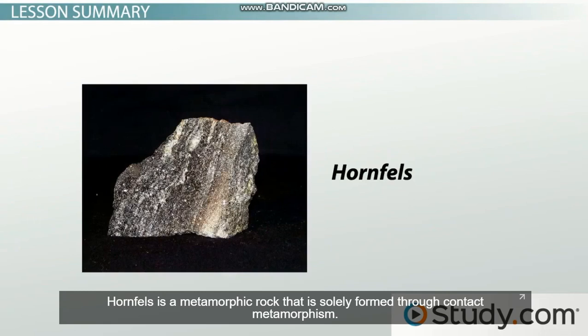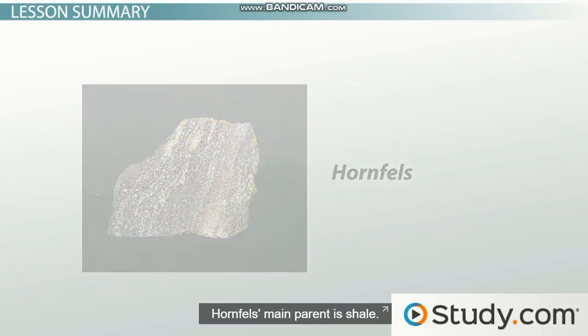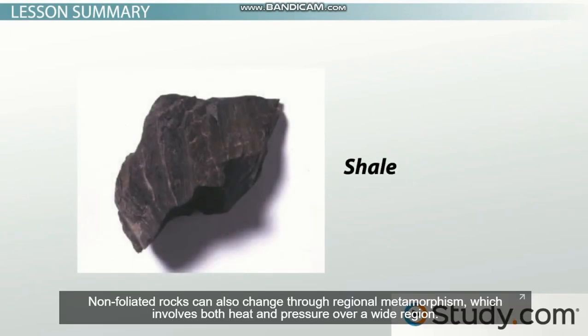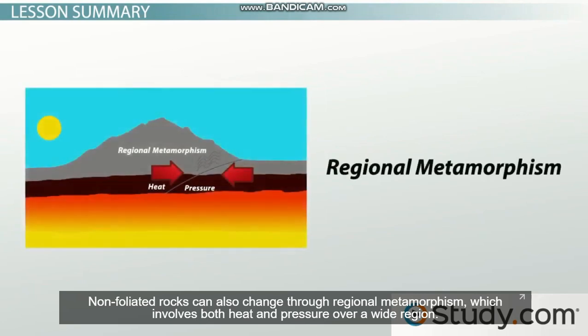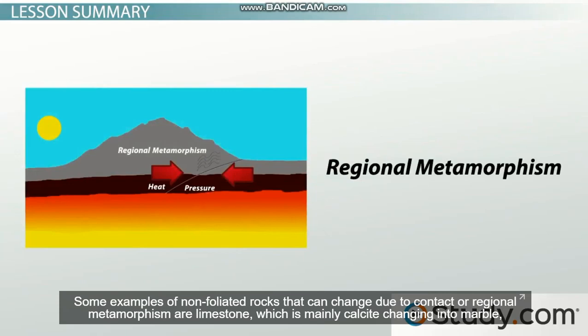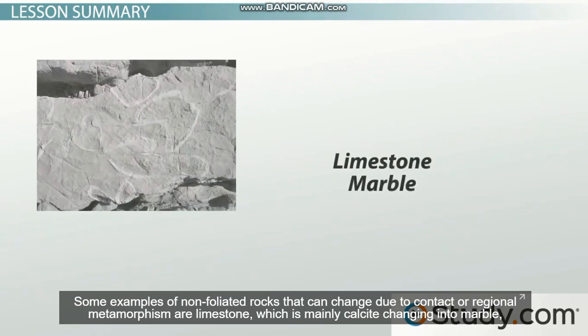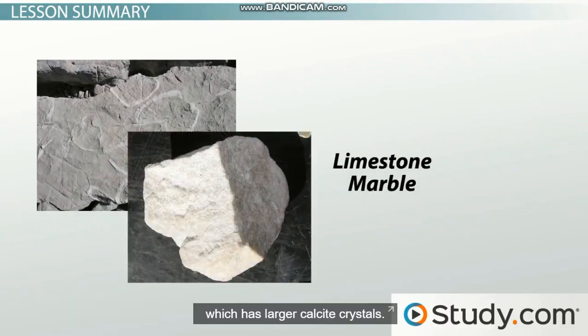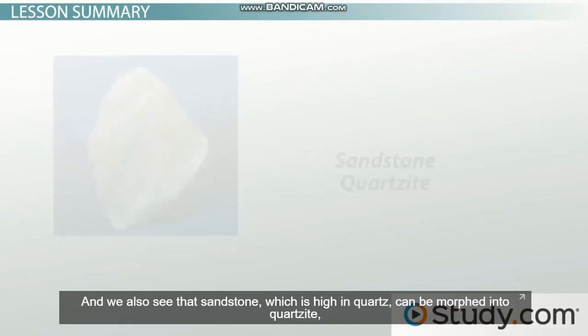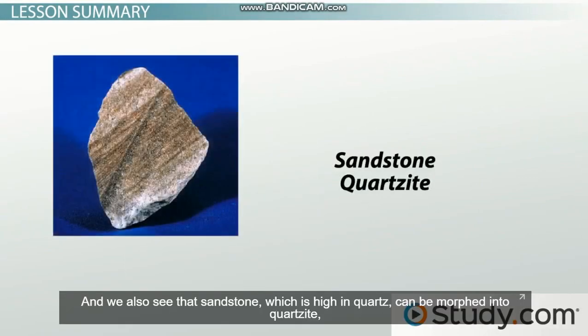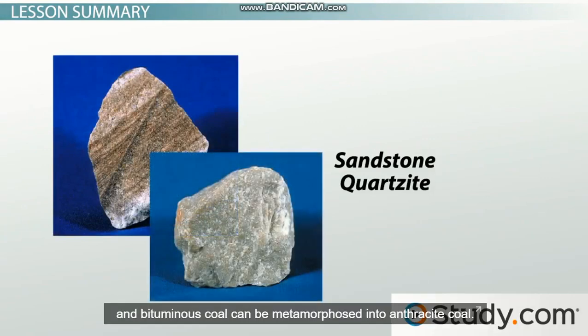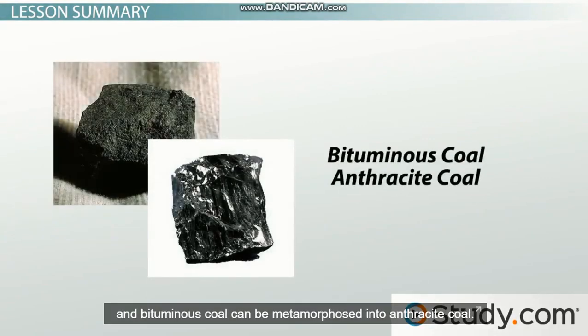Hornfels is a metamorphic rock that is solely formed through contact metamorphism. Hornfels' main parent is shale. Non-foliated rocks can also change through regional metamorphism, which involves both heat and pressure over a wide region. Some examples of non-foliated rocks that can change due to contact or regional metamorphism are limestone, which is mainly calcite, changing into marble, which has larger calcite crystals. And we also see that sandstone, which is high in quartz, can be morphed into quartzite, and bituminous coal can be metamorphosed into anthracite coal.